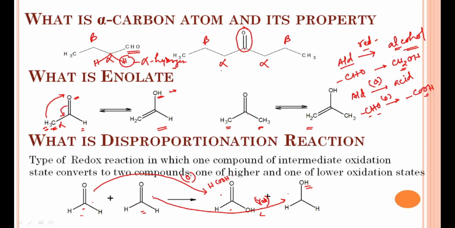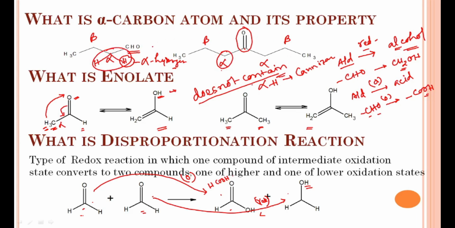Why are we discussing all this? The aldehydes and ketones, if they do not contain alpha hydrogen, then only will they undergo the Cannizzaro reaction. So this hydrogen should not be present. Then only these aldehydes and ketones will undergo the Cannizzaro reaction. If alpha hydrogen is present in any aldehyde or ketone, then it will undergo aldol condensation. Okay, it's clear.